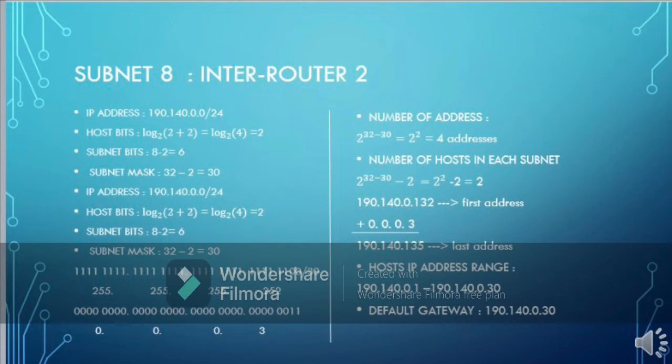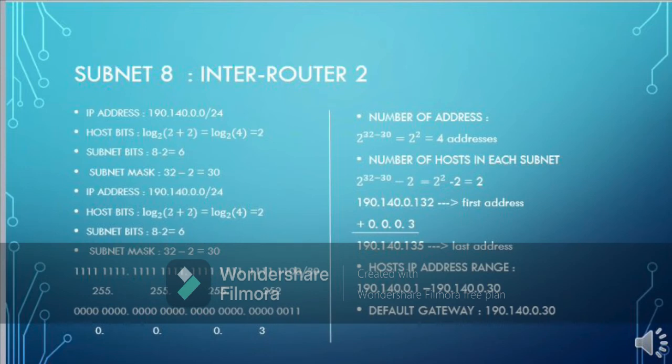For the number of addresses, we have 2 power of 32 minus 30, equals 2 power of 2, equals 4 addresses. So we have 4 addresses in subnet 8. For the number of hosts in each subnet, it is 2 power of 32 minus 30, minus 2. So we have 2 power of 2 minus 2, and we get 2. So for subnet 8, the number of hosts in each subnet is 2.